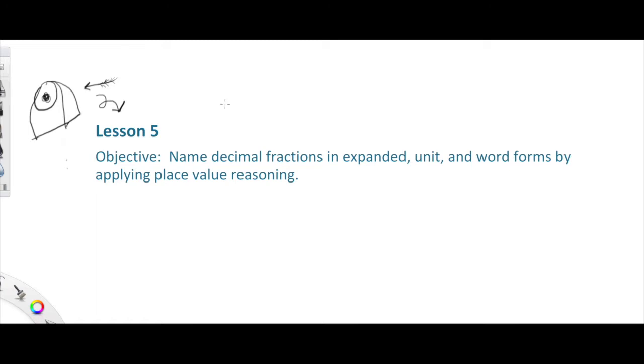Also, you guys have a really good sense of place value already from the amazing work that you've done in 3rd and 4th grade in Eureka. And that's really going to help you in lesson 5 and as we move forward. So expanded form, unit form, and word form.